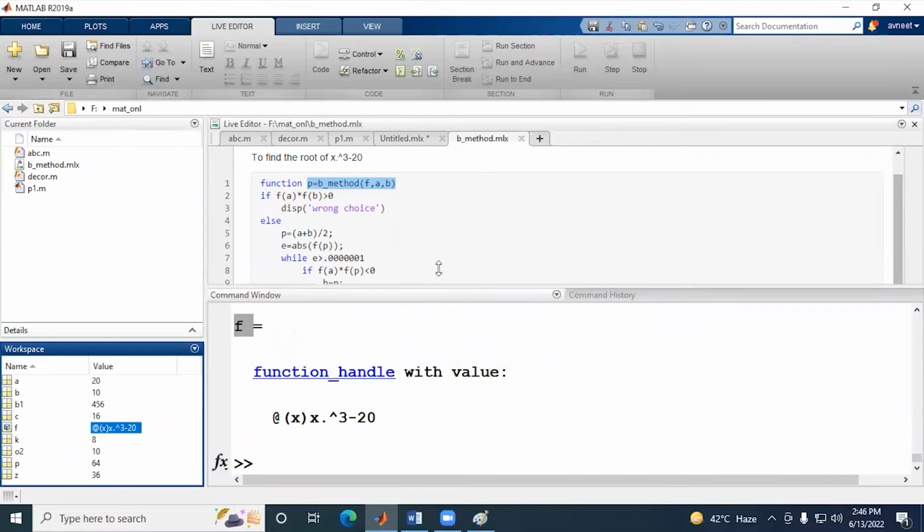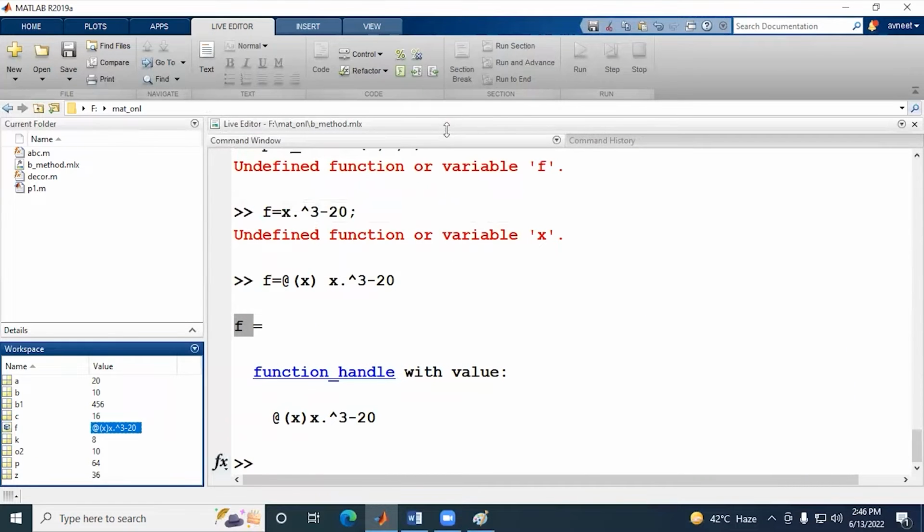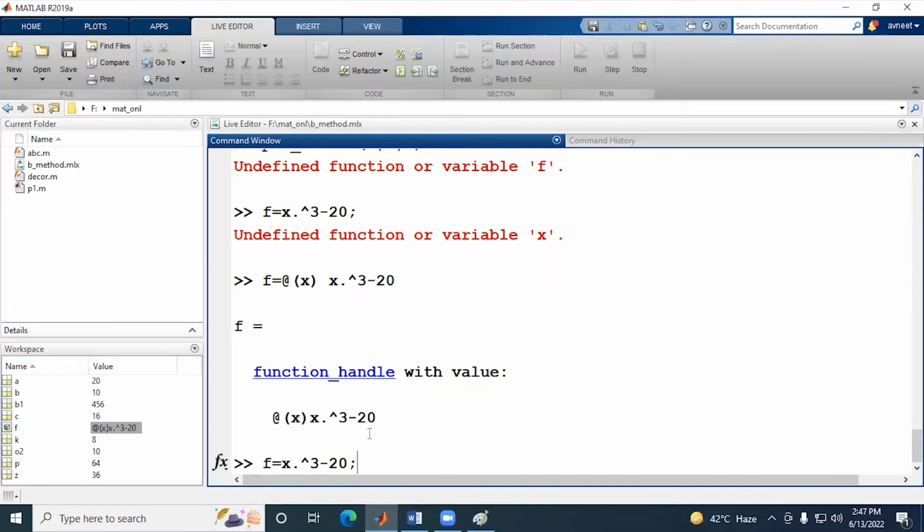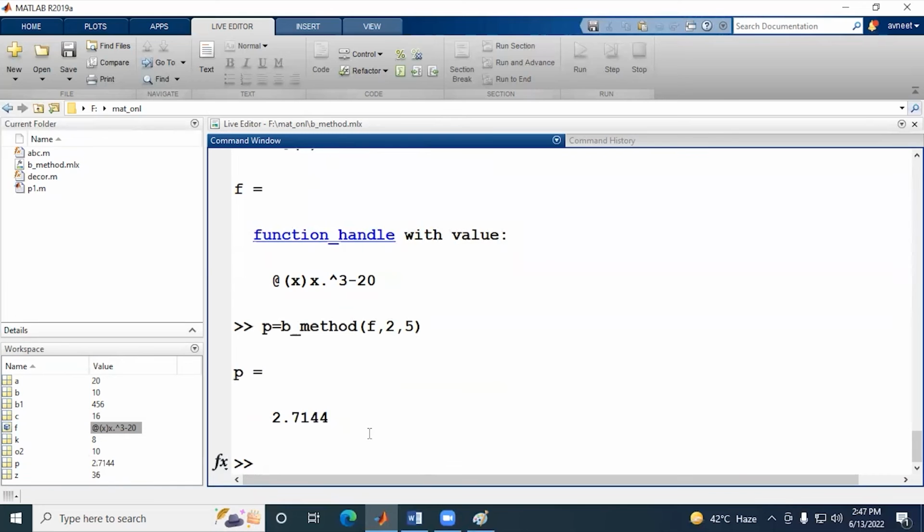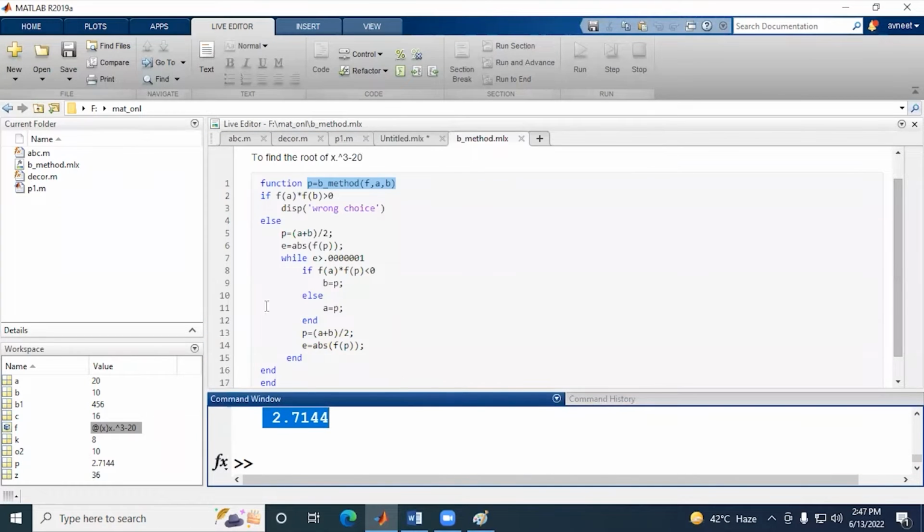So we have given x, we have defined the f. Now we are going to define our function, that is f. A, what is a? The lower limit. Let's say 2, and 5 is my upper limit, and press enter. Now what is the root of my equation? 2.7144 is the root of my equation, found by solving this with the algorithm.